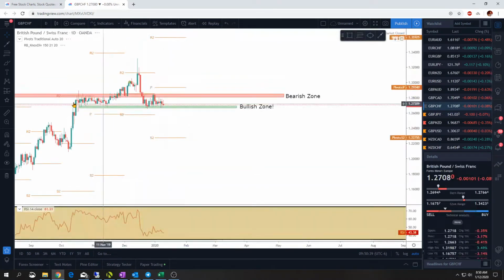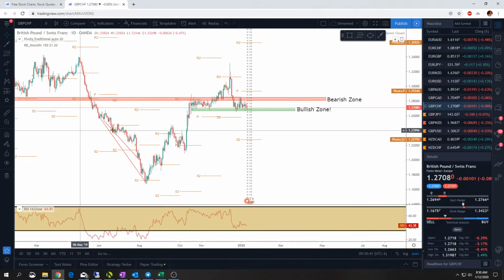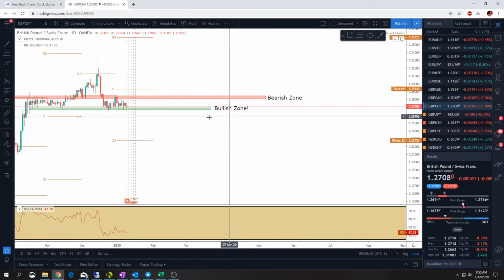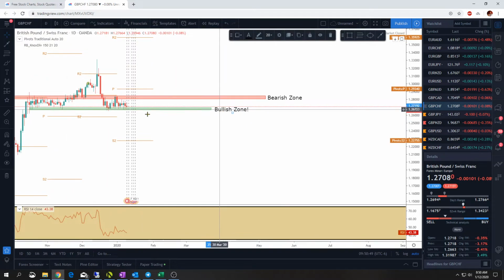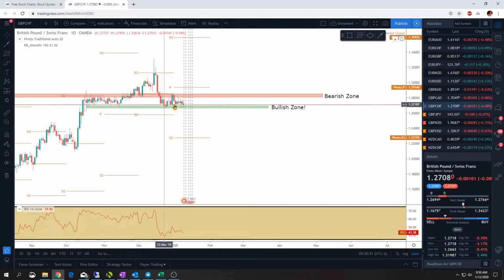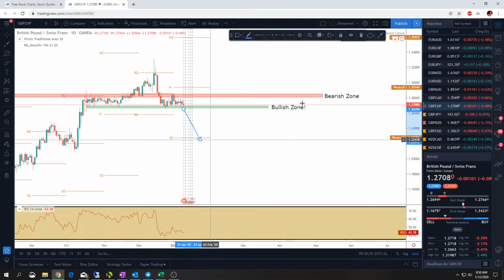All right, British pound, Swiss franc. Okay, it's getting into this really tight channel. So when we get this tight of a channel, what I'm going to be looking for is if we break this level, or if we break that level.